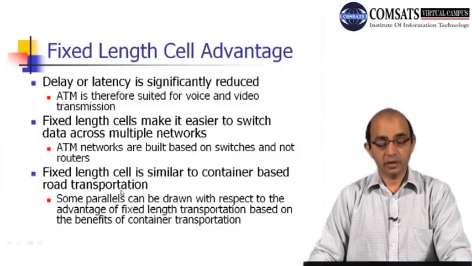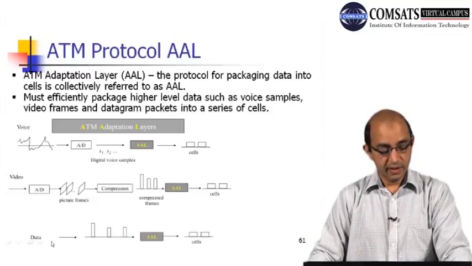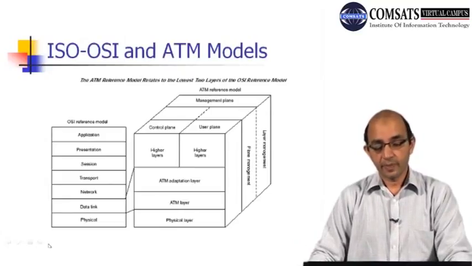Container-based road transportation, right? So here we have the ATM protocol, that is the ATM adaptation layer protocol. You can see voice, we have digitized that voice, and then we are using AAL in order to have cells, and each cell is of 53 octets. For video, after A to D conversion, we can have frames, compression, then compressed frames, and then after AAL we have cells, and again for the data we have the same mechanism.